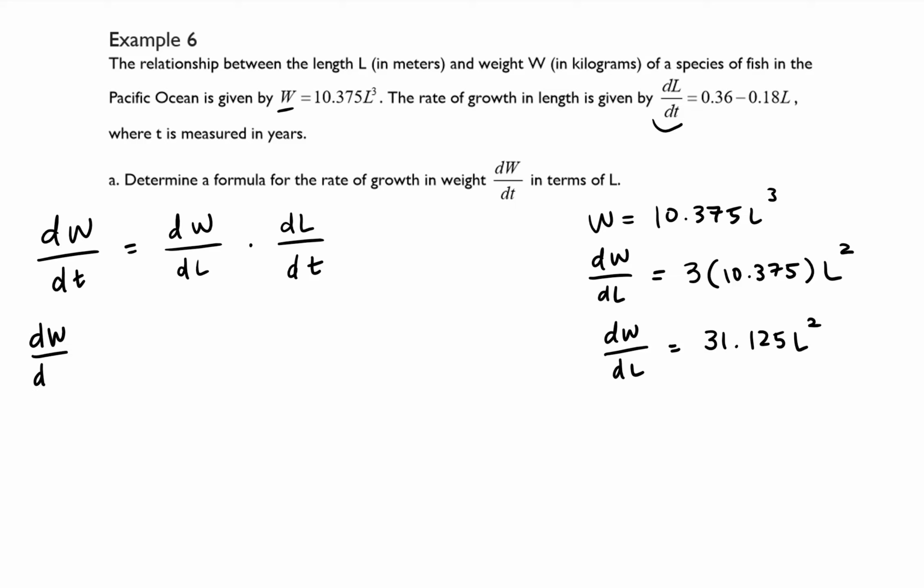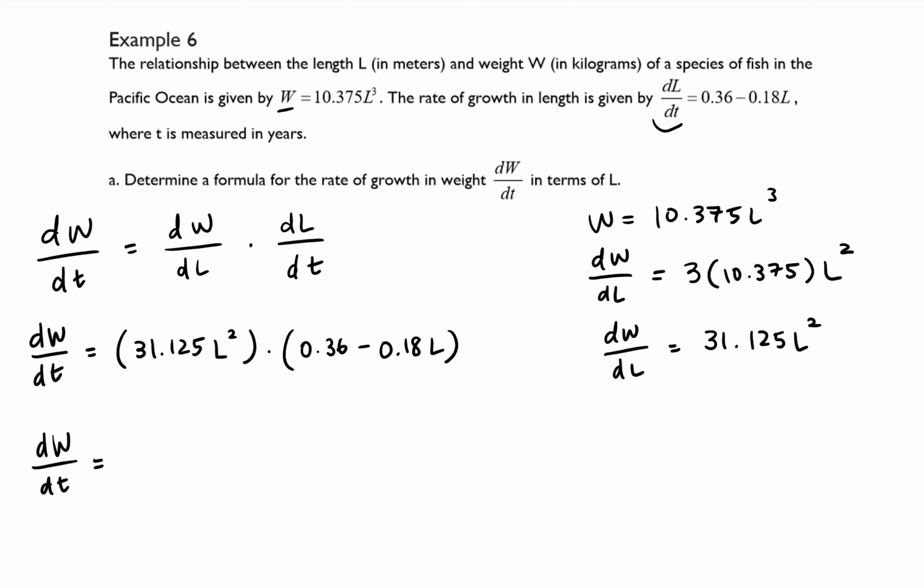And we're already given dL/dt, so we can substitute this in. So dW/dt equals 31.125 L squared, and then dL/dt is given, and that is 0.36 minus 0.18 L. And if we do some multiplication, our final answer should be 11.205 L squared minus 5.6025 L cubed.